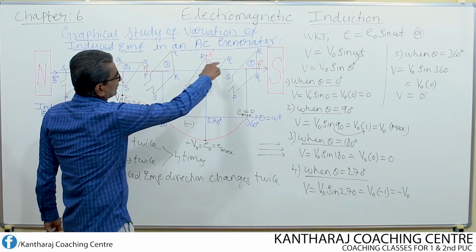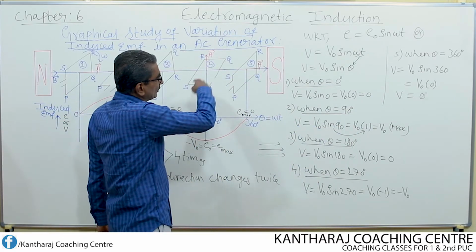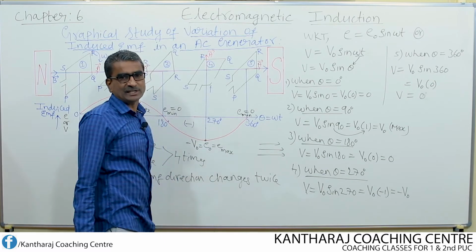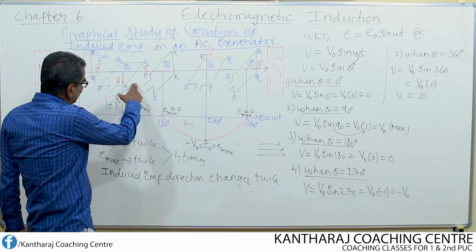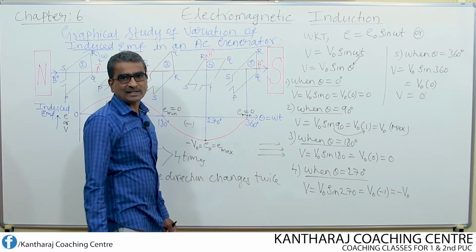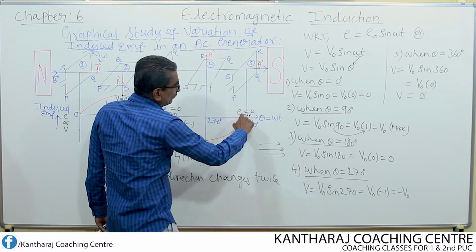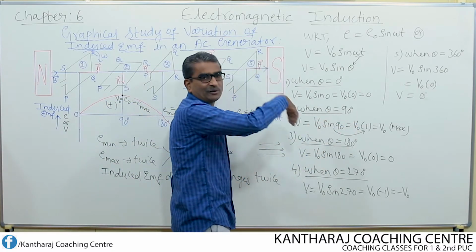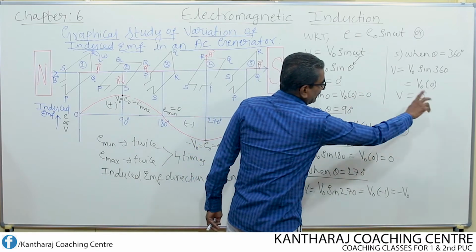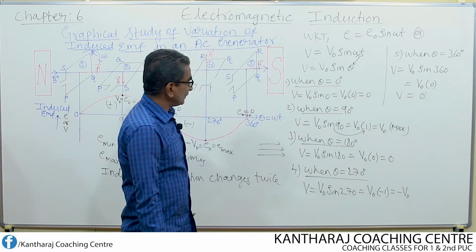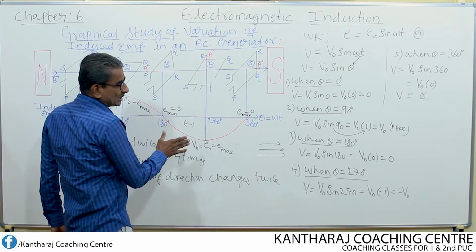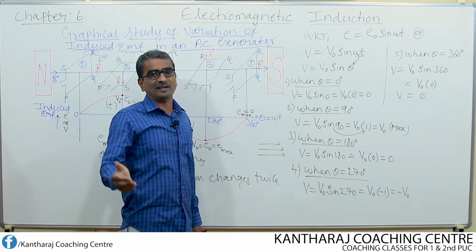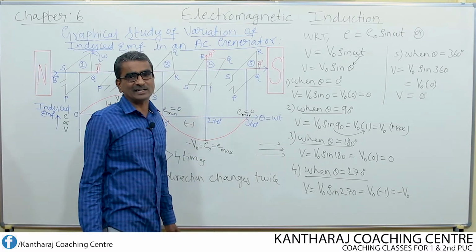So the process continues. If the coil is rotated completely through 360 degrees, then for every 360 degrees one cycle gets completed, and again for the next 360 degrees one more cycle appears, again for the next 360 one more cycle appears. So this is how the direction of the induced EMF keeps changing alternately. That is why it is known as alternating current.